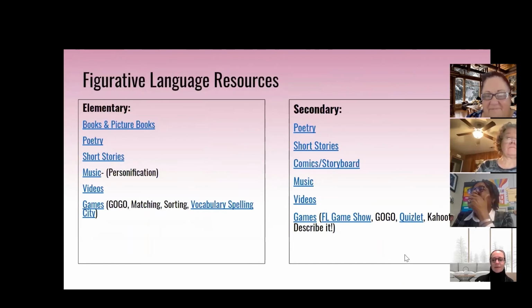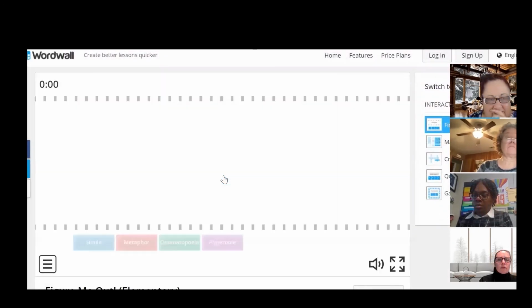They will really enjoy it. And some of the games, like Get One, Give One, in terms of exchanging and doing matches for figurative language, are great hands-on activities. Alternative: this is Word Wall, and this is kind of a little crazy thing I did.